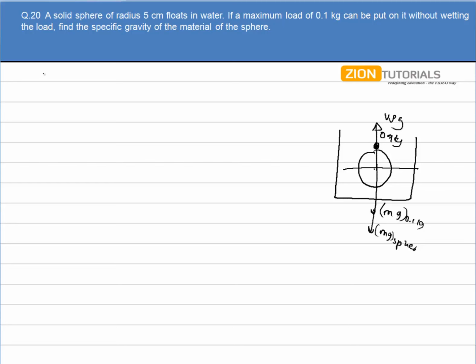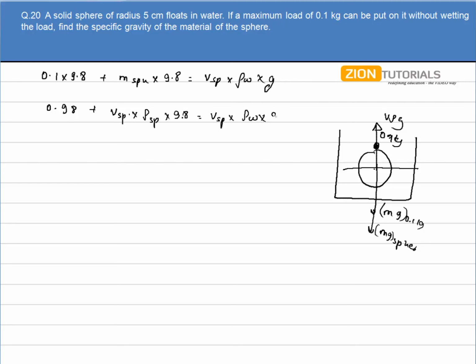So the equilibrium condition can be written as 0.1 into 9.8 plus mass of sphere into 9.8 is equal to volume of sphere into rho of water into g. Okay, now just substitute the values. I have 0.98 plus mass of sphere, which can be written as volume of sphere into rho of sphere into 9.8, is equal to volume of sphere into rho of water into 9.8.